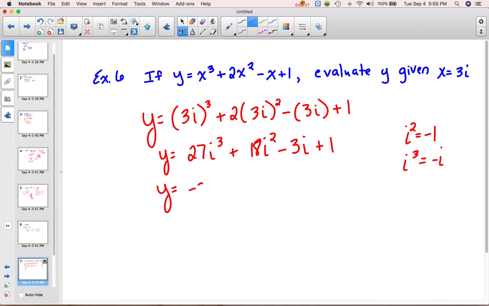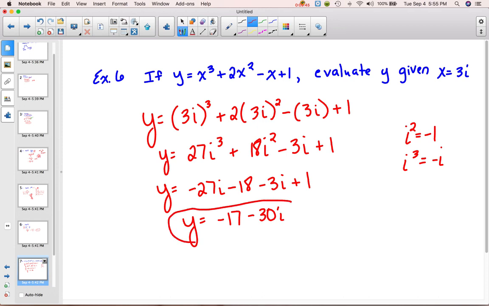So I'm going to have -27i. This is going to be a -1, so that makes this a minus 18 minus 3i plus 1. So I have a -17 minus 30i. And that would be my answer.